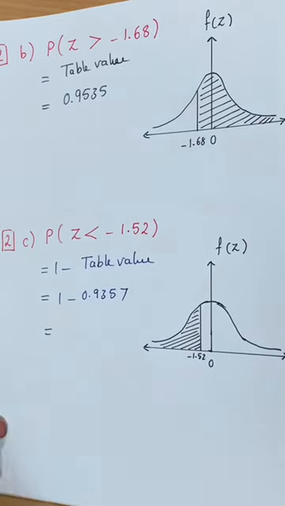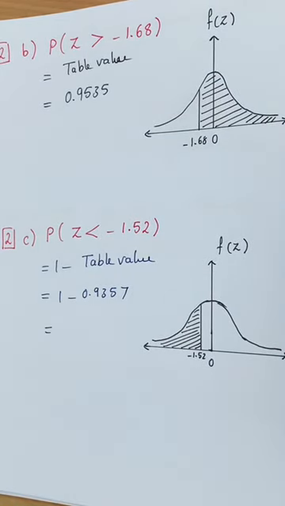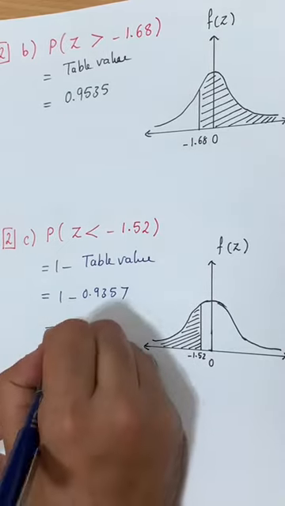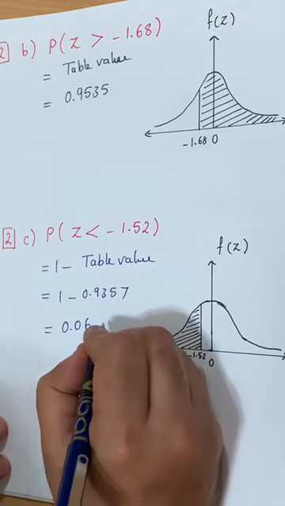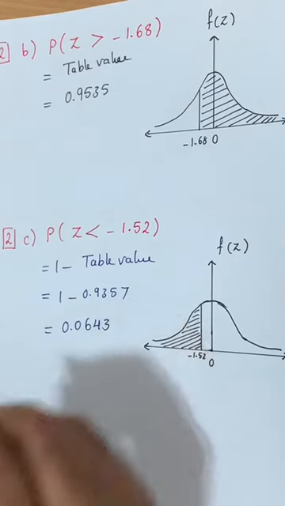Now take the difference, 1 minus 0.9357, which is equal to 0.0643.